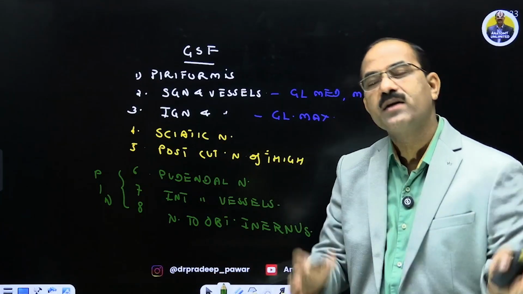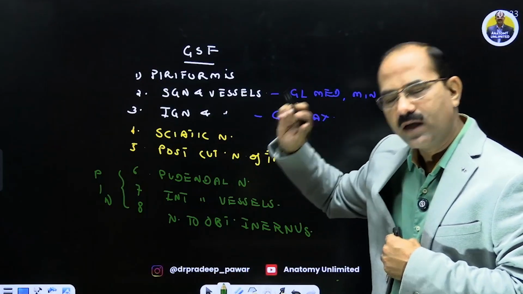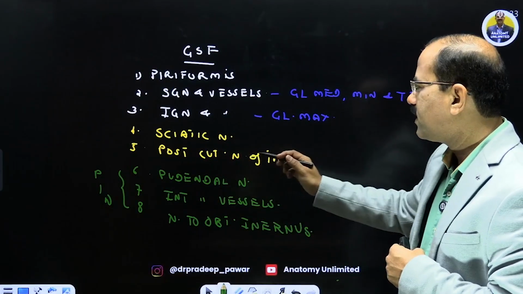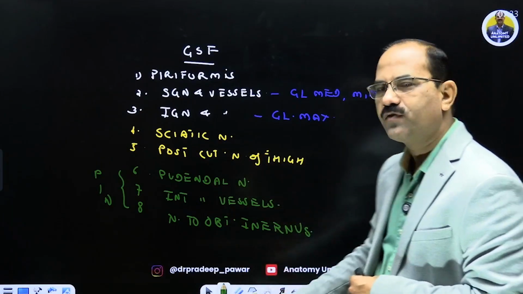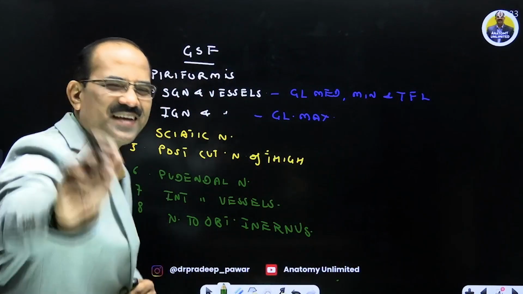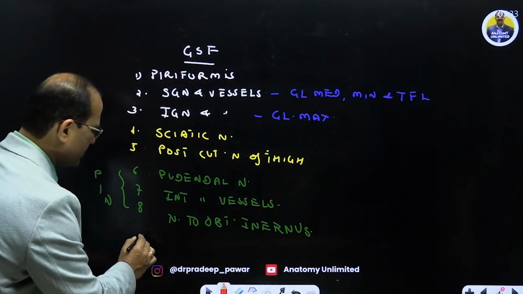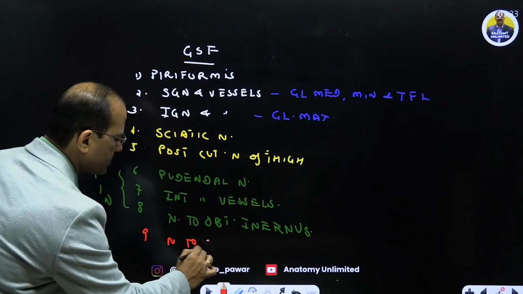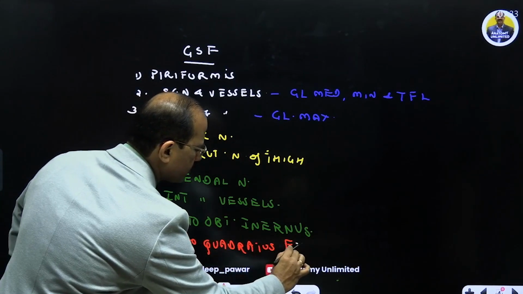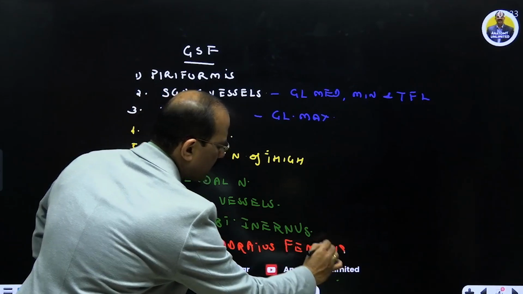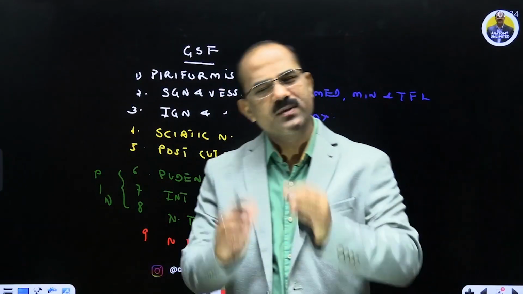Clear? So the piriformis, what do we call it? The key muscle of the gluteal region. Then come the superior gluteal nerves and vessels, inferior gluteal nerves and vessels, the sciatic nerve, the posterior cutaneous nerve of thigh, the pudendal nerve, internal pudendal vessels, nerve to obturator internus. There is one more. What is that? Nerve to quadratus femoris. Remember this, children. This is asked in MCQs and in vivas, so remember it.